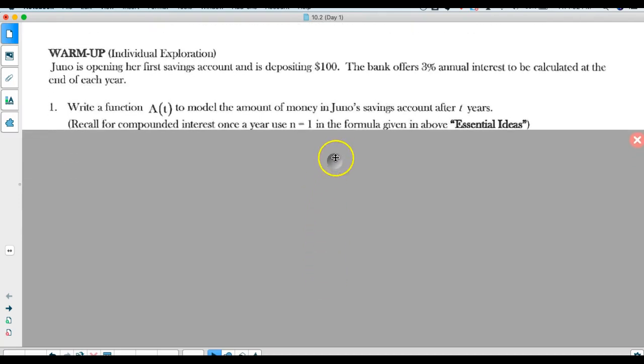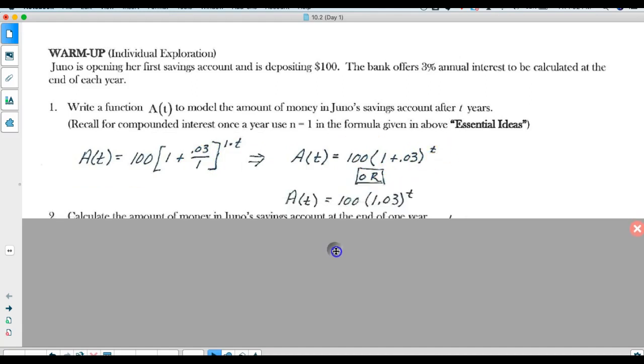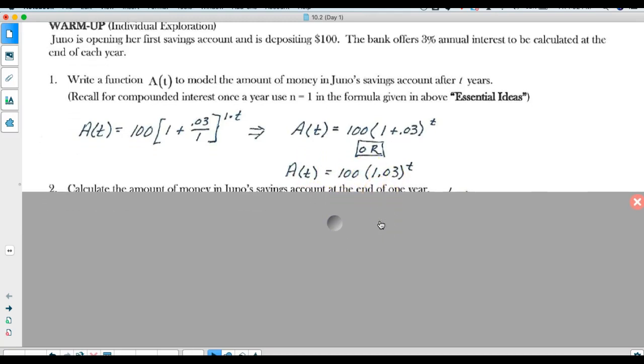So as we come along, here's our $100 deposit. 3% is 0.03. N is 1, so I put a 1 in for N. And rather than looking at this complicated one here on the left, I just simplified it. 1 plus 0.03 divided by 1, well, that's just 1.03 raised to the t power. Or if you want to add the 1 and the 0.03 together, you could look at it as A of t equals 100 times 1.03 to the t.